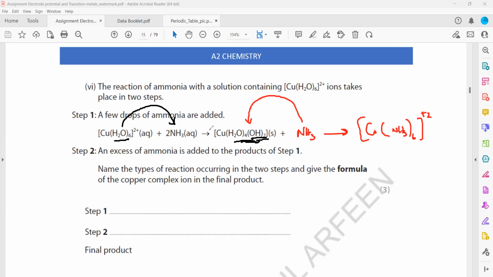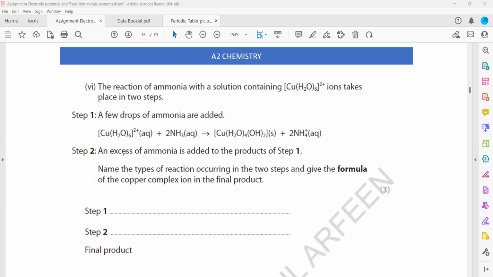So the first reaction was acid-base. Further adding excess ammonia, it will be a ligand exchange. So the reaction occurs in two steps. The first one is always acid-base, but with copper and ammonia, the second one is the ligand exchange. And what is the final product? The final product, all the two hydroxide and water molecules are replaced by ammonia.